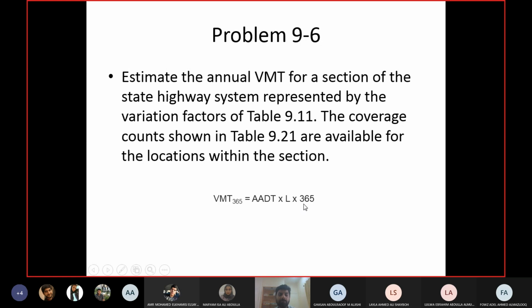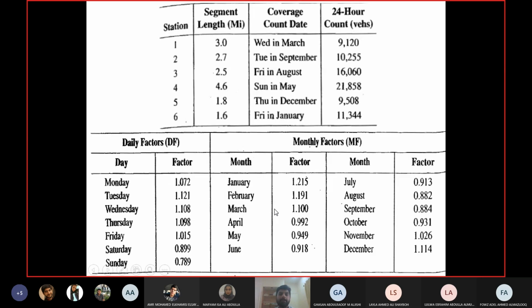So basically, the time period of VMT will be the same as the time period of the volume. If the volume is for the entire year, then VMT is for the entire 365 days of the year. And if the volume is for 8 hours, like we did in the previous example, the VMT will also be for 8 hours. Again, VMT means vehicle miles traveled.